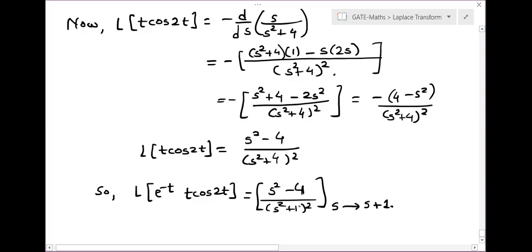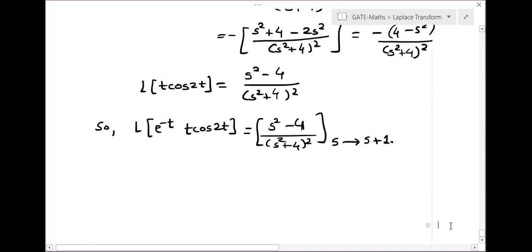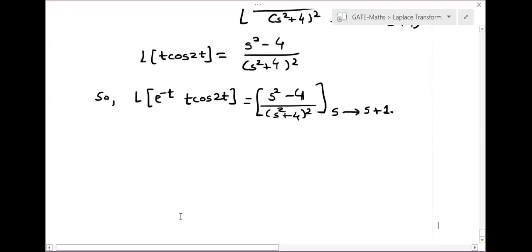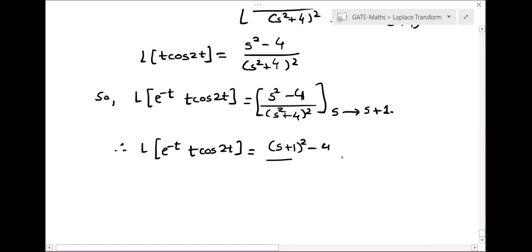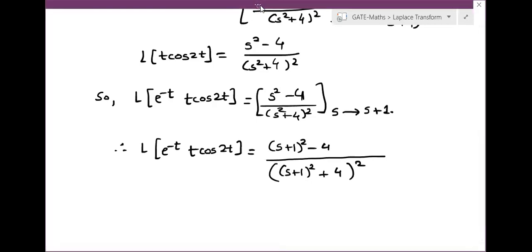And finally now we are going to use shifting property, that s will be changed to s plus 1. So this will be converted to s plus 1 whole square minus 4 divided by s plus 1 whole square plus 4 whole square. Okay, so GATE students can stop over here. From here you can check your options, and for GTU students you should simplify it further.